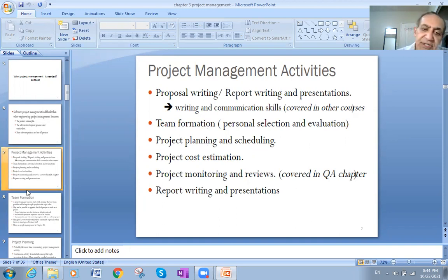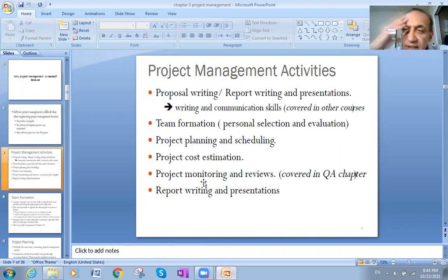Project cost estimation. The project management activities also include the costs of the project, how much it will be. They have to estimate it because it's future work. For that reason, they have to estimate it. Project monitoring and reviews. So also monitoring, like controlling the project. And that's what we talked about before.